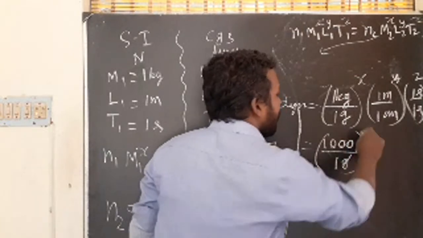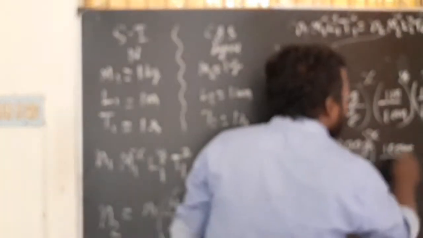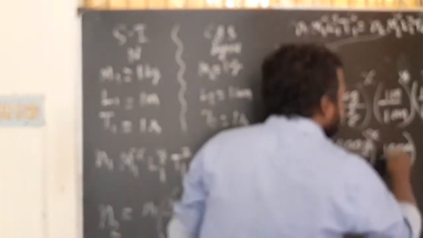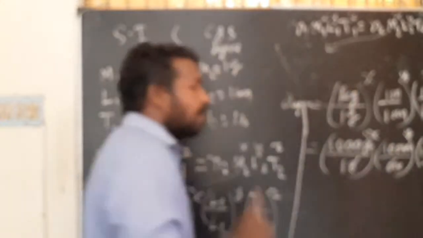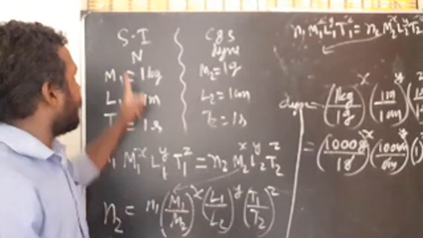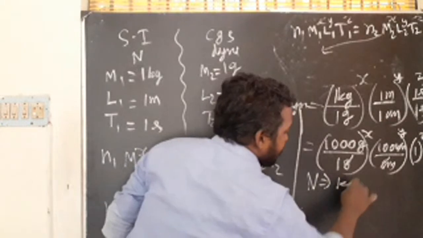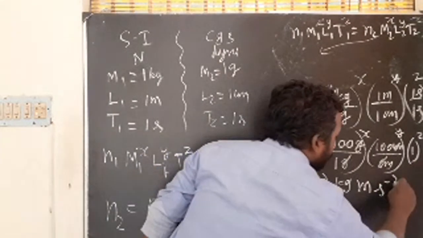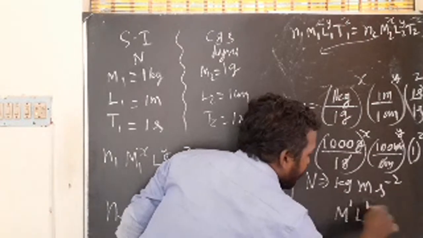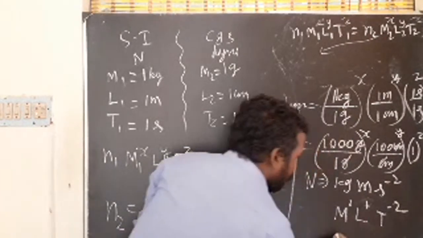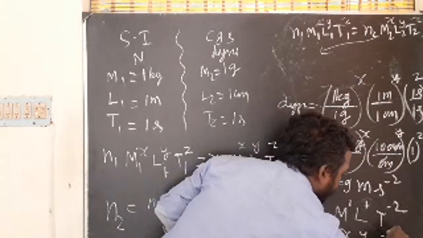The power will be x. 1 meter is how many centimeter? 100 centimeter divided by centimeter. Centimeter gets cancelled, power will be y. Second cancels, power z. Now what is x, what is y, what is z? The dimensional formula for Newton: Newton is equal to kg meter second minus 2, so M power 1, L power 1, T power minus 2. So M power x, L power y, T power z.